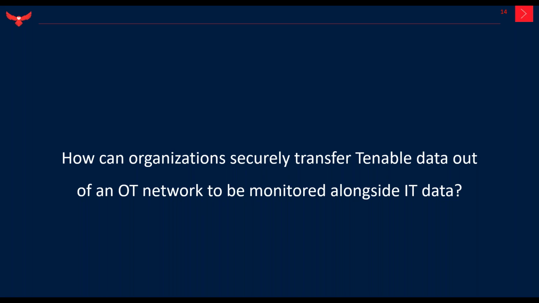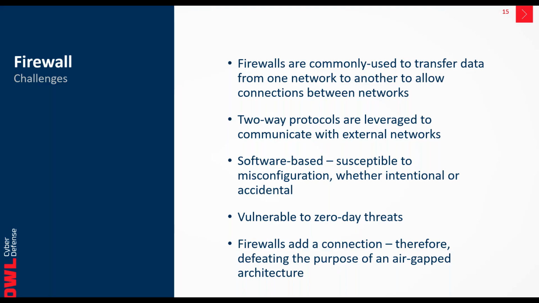Typically, companies turn to firewalls to allow communications between 2 networks. However, firewalls also introduce many risks. Firewalls compromise an air gap of the OT network, which in some organizations must comply with government regulations and maintain their air gap architecture. Firewalls are not the most secure method to transfer Tenable data out of the OT network to be monitored with IT data in one platform.